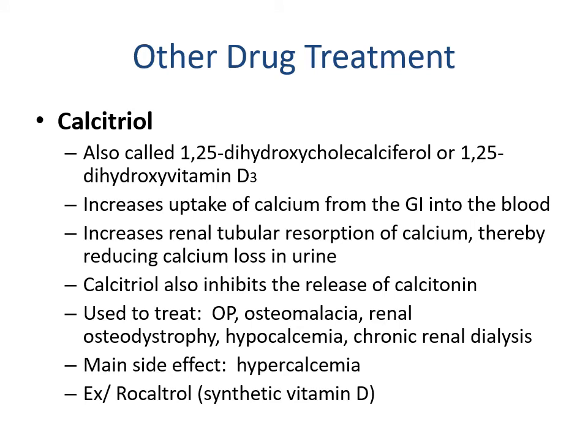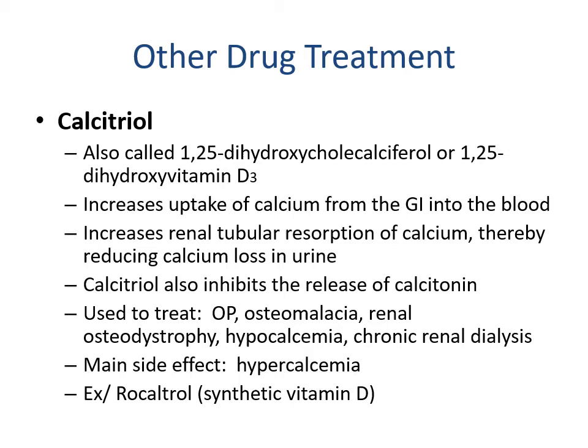Looking at calcitriol, again, this is our 1,25-dihydroxycholecalciferol or 1,25-dihydroxyvitamin D3. Right, it's all the same chemical. And so this increases the uptake of calcium from the GI tract into the blood. This increases renal tubular resorption of calcium, thereby reducing calcium losses through the urine. Calcitriol also inhibits the release of calcitonin. And so this can be used to treat osteoporosis, osteomalacia, renal osteodystrophy, hypocalcemia, and chronic renal dialysis patients.